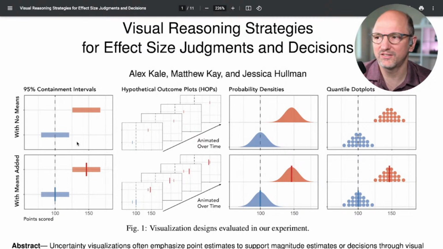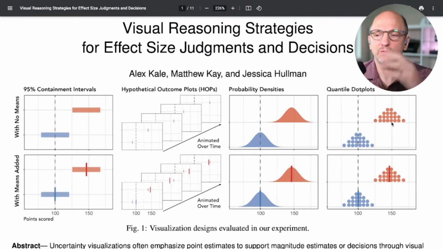So this is sort of like the standard. This could be a box plot too. I don't think it matters all that much, honestly. The hops, so again, the animation over time of the value bouncing around according to the distribution. Then they have the density function, which is, again, this common one that people have probably seen. And then the quantile plots, which are the ones I just talked about. So 20 dots that represent the distribution.